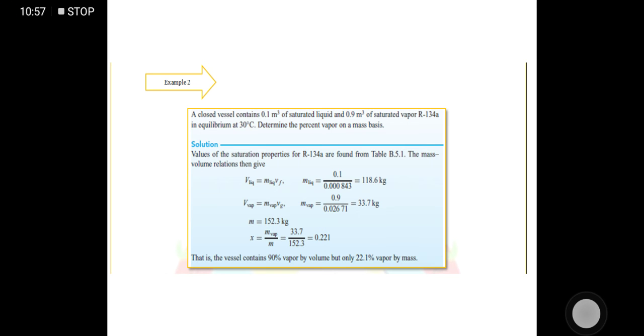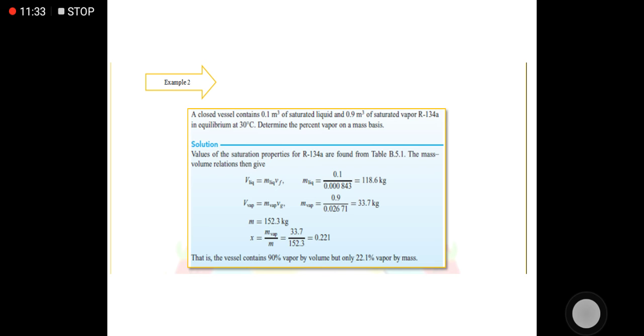Okay. So, solution, no? Values of the saturation properties for R-134a are found from table B.5.1. So, pakitingnan na lang doon. Nandoon yun siya sa B.5.1. So, I'm suggesting that lahat ng table sa Appendix B is pakiprint na lang lahat. Okay? Then, paki-compile. Magagamit natin sila actually. So, the mass volume relationship then gives V liquid is equal to mass liquid times VF, V vapor is equal to mass vapor times VG.